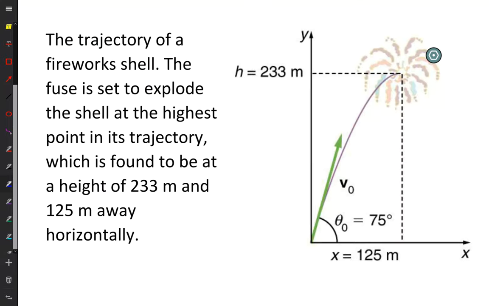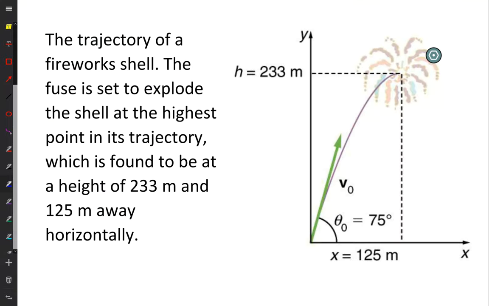So let's get into looking at problems. Here's a problem that comes from your textbook. The trajectory of a fireworks shell. You'll have two problems of this type, not this problem, but two-dimensional motion problems on the exam. The fuse is set to explode the shell at the highest point in this trajectory, which is found to be at a height of 233 meters and 125 meters away horizontally.